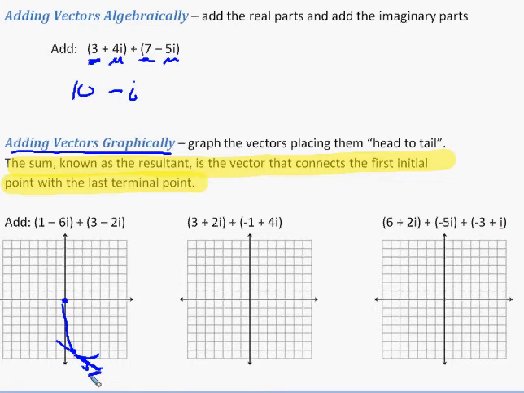All right, so we took our first vector, 1 minus 6i, and then 3 minus 2i, and our resultant, remember the resultant's the answer of these, goes from the original initial point to the ending point. And we can see, hopefully, that the point that we're at now is 4 minus 8i. I know it went a little off the graph, so it's a little harder to see, but that's 4 minus 8i. So that's how you can add these vectors.